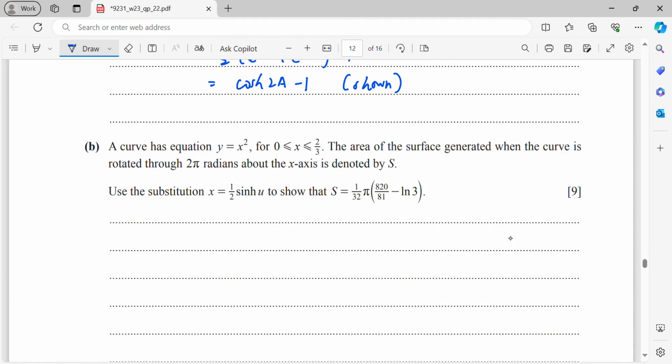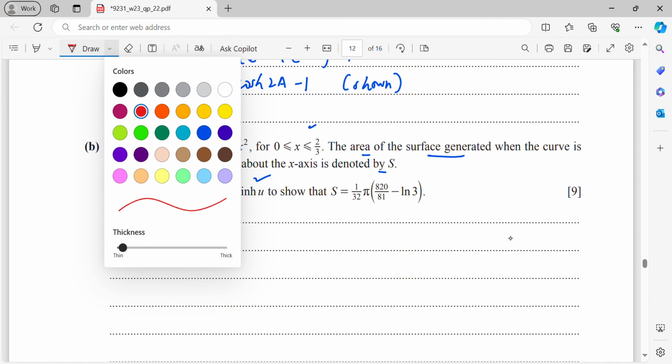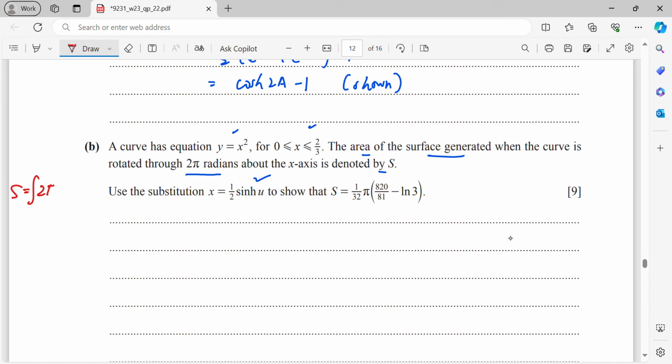Okay, now the next part. A curve has equation y equals x squared, x from 0 to 3 over 2. The area of surface generated when the curve is rotated through 2 pi radians about the x-axis is denoted by s. Use the substitution x equals half sine u to show s is this result. Now the s, just for information, is basically the integral of 2 pi y times the square root of 1 plus (dy over dx) squared. This is the formula. That means firstly we have to find out what dy/dx is.